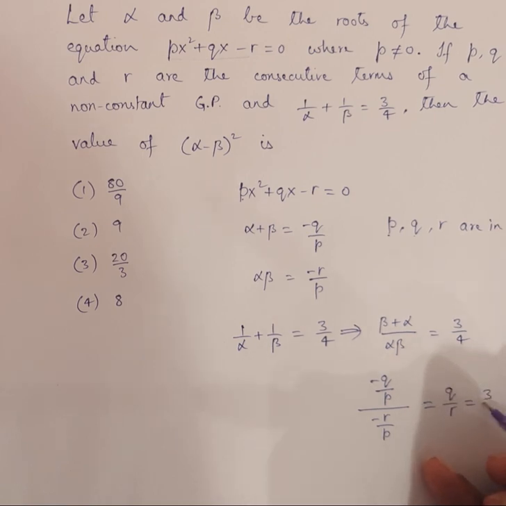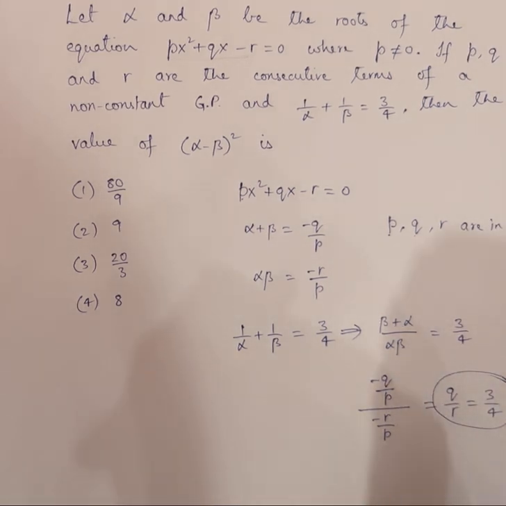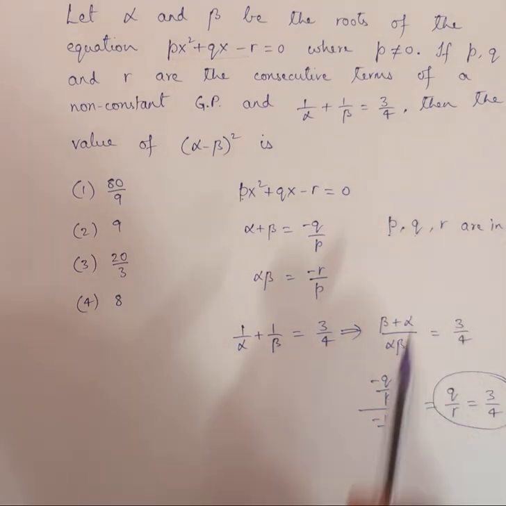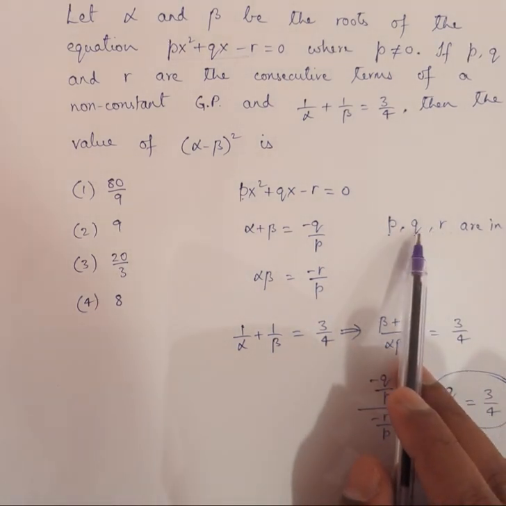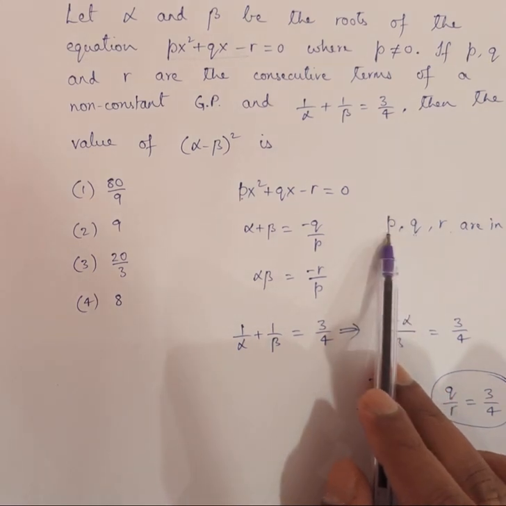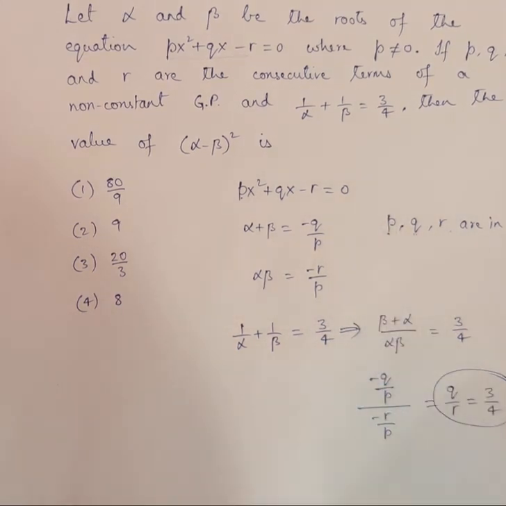And q over r equals 3/4. So let's keep that in mind, which means q divided by r is 3/4. So q divided by p will be 4/3 because they're in GP.